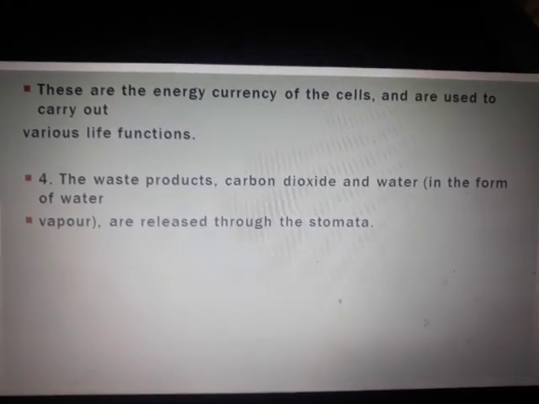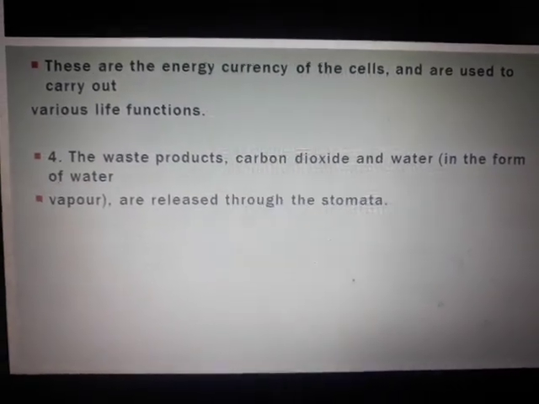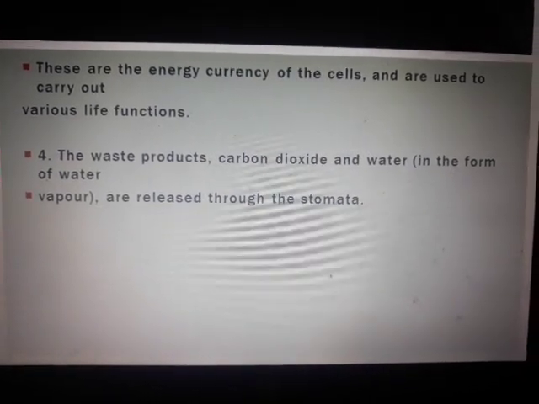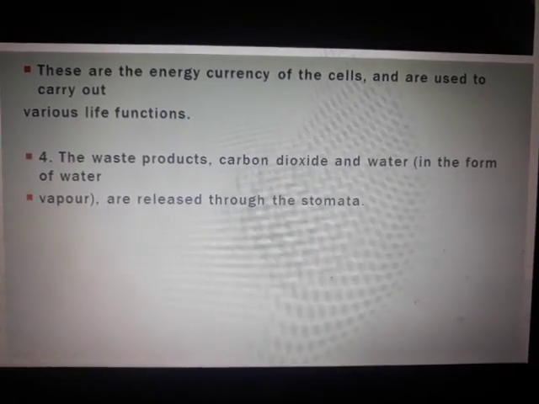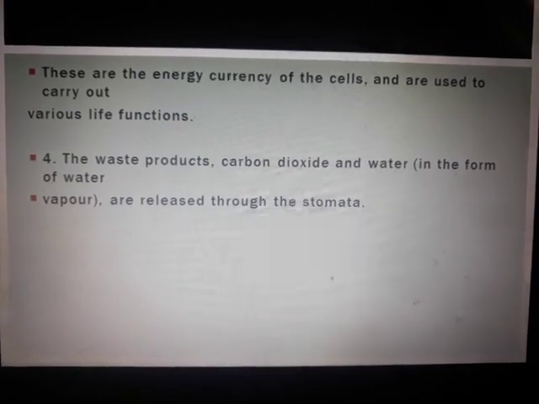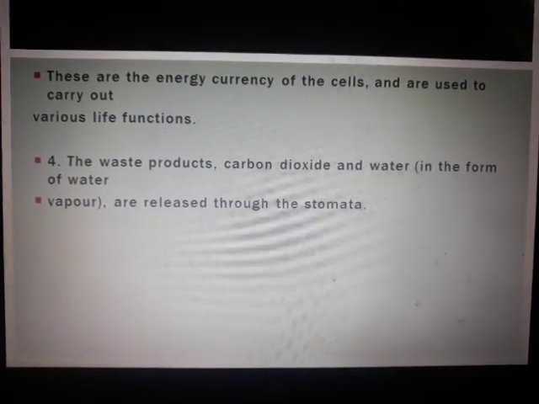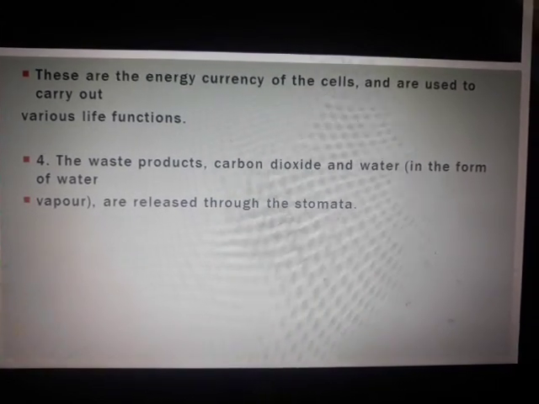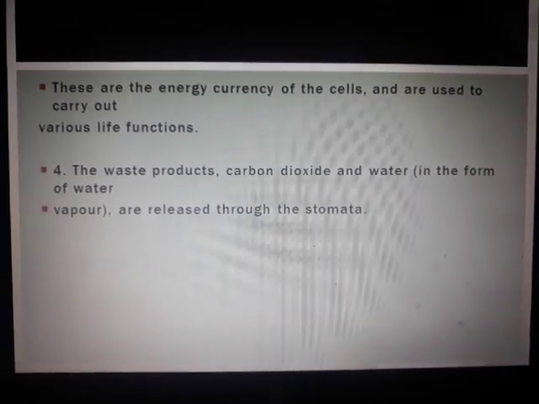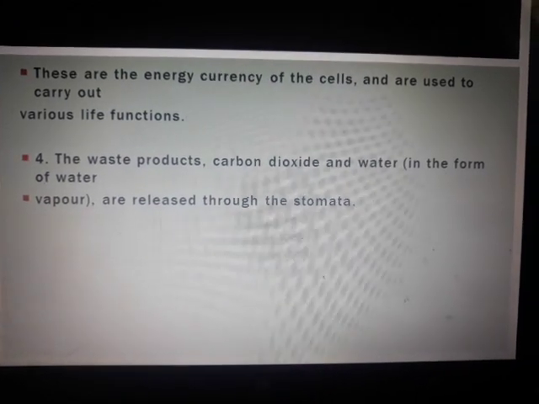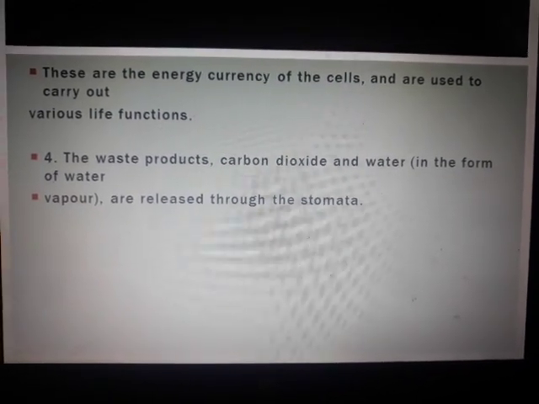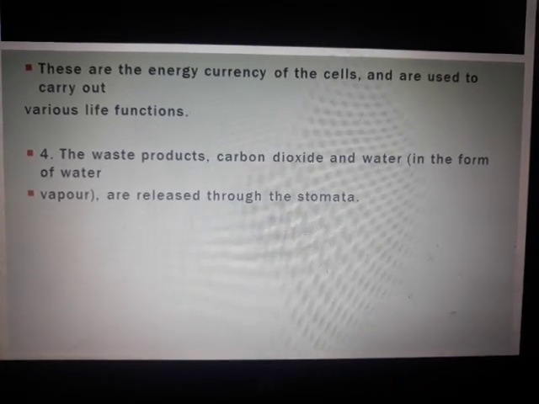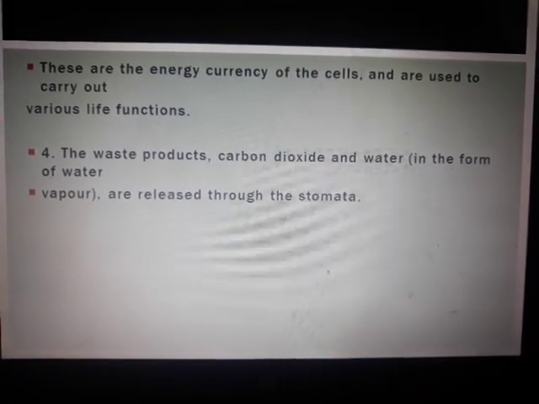These are the energy currency of the cells and are used to carry out various life functions. Unlike plants, animals need much more energy for locomotion, for looking out for food, for hunting. For human beings, we have so many other activities to work, to play, to dance, to work out. So we need a lot of energy. This energy is nothing but ATP molecules. They are called the energy currency of the cells.